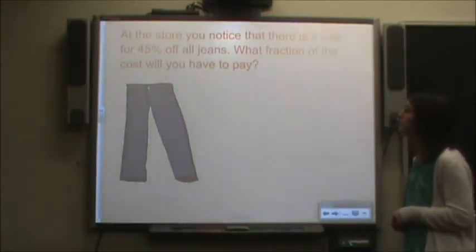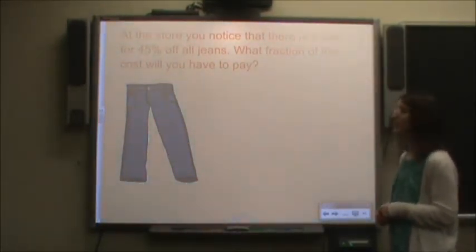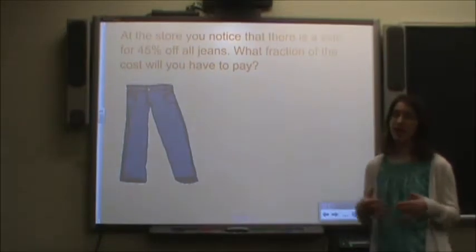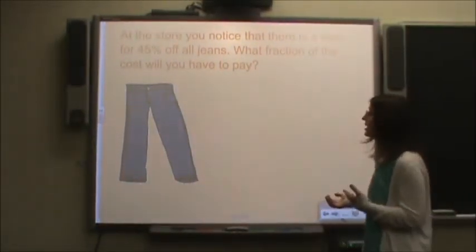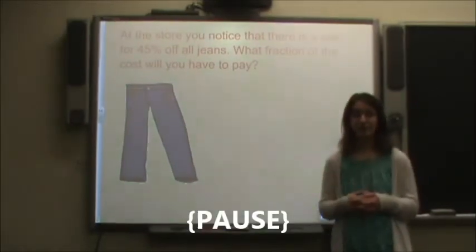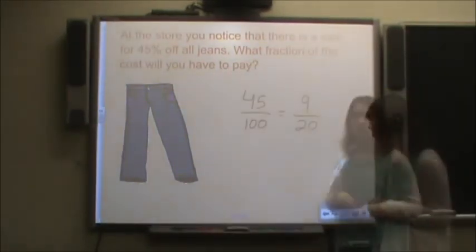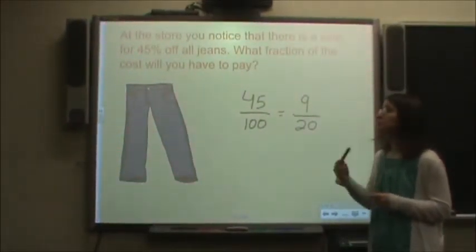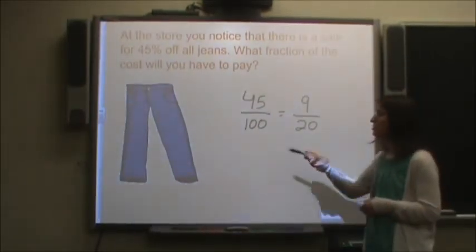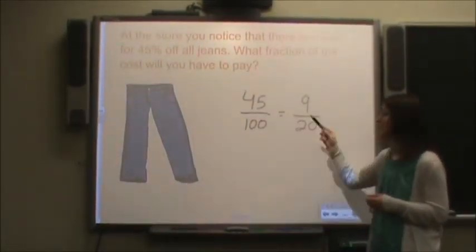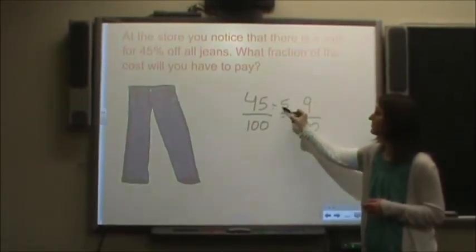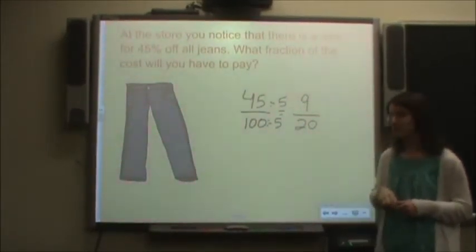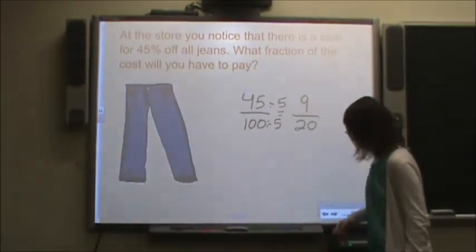Here's another one. At the store, you notice that there's a sale for 45% off all jeans. What fraction of the cost will you have to pay? So we don't know how much they cost. I'm not asking you how much you're going to be paying. I'm just asking what fraction of the cost will you have to pay? Pause the video and solve that now. It's pretty simple. You just took your percent and you had to convert it to a fraction. So you knew that 45% means 45 out of 100. So that's your initial fraction. And then I actually reduced it by dividing by 5. And that got me 9/20. So that's an equivalent fraction that says the same thing.